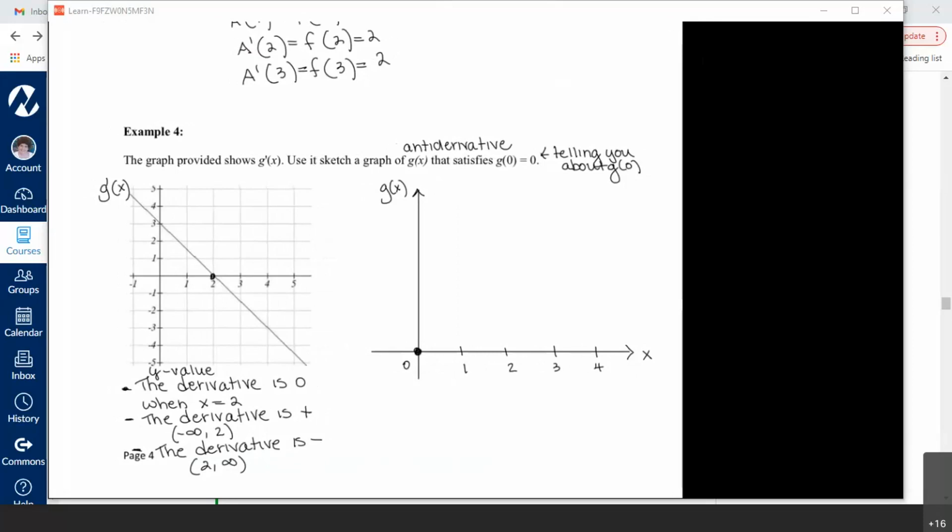Anybody have any ideas at all? We just spent like 8 weeks taking derivatives of things and setting them to 0. What were we trying to find?